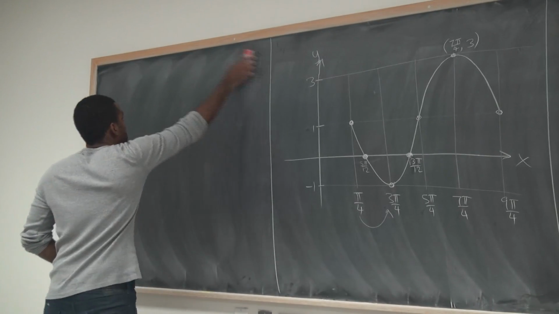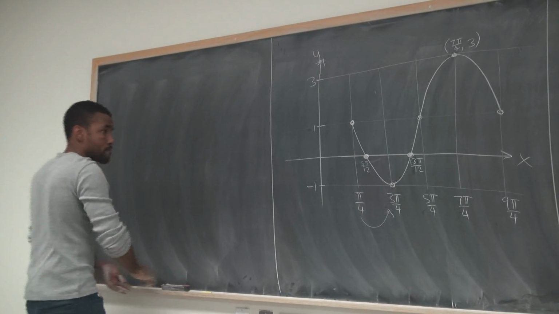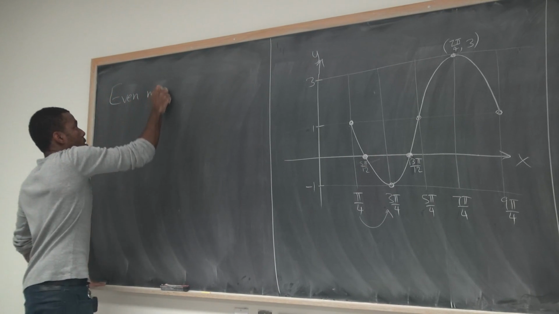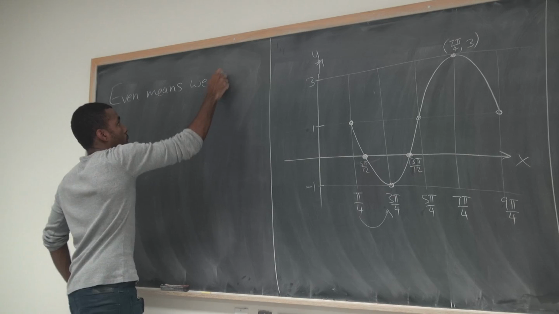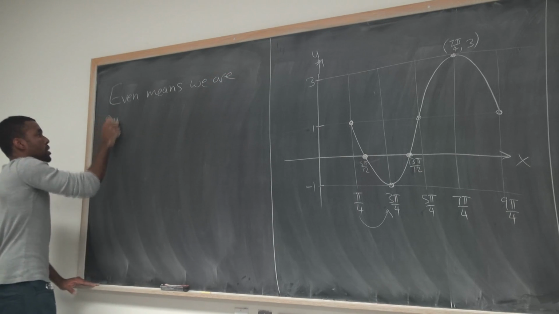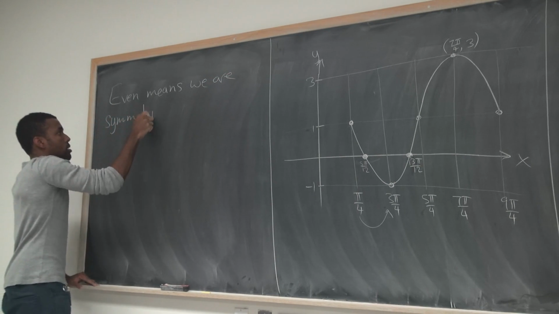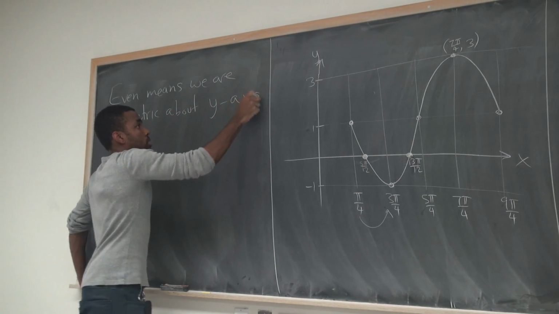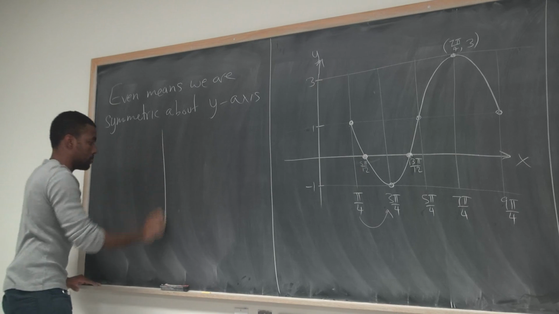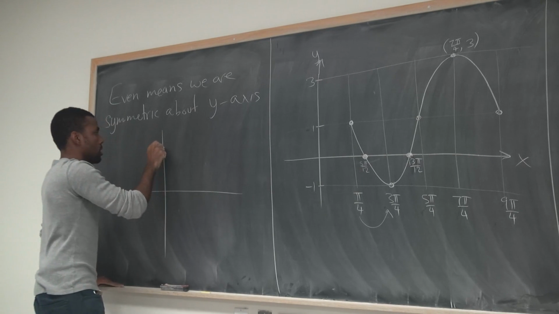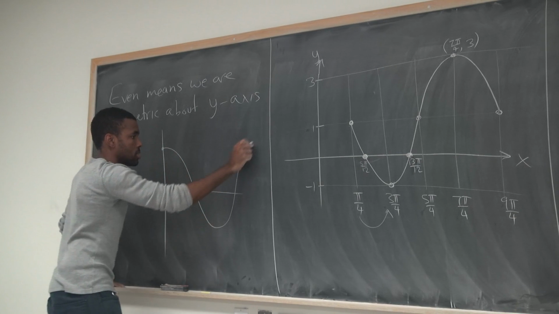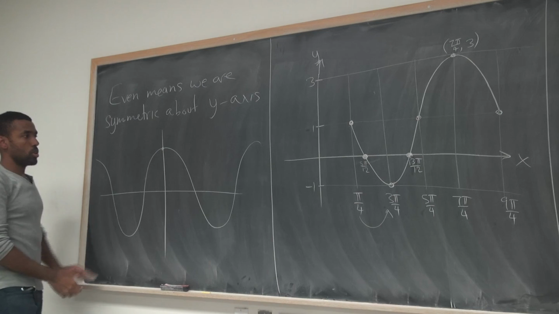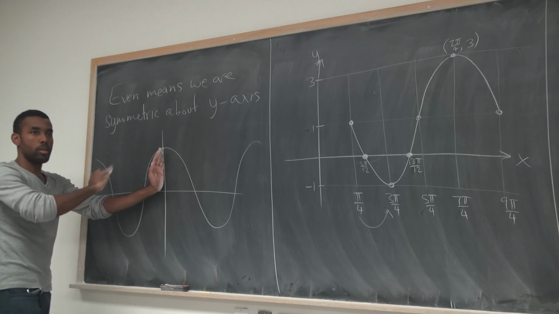Describe graphically what it means to be even. Symmetrical. Even means we are symmetric about what? About the y-axis. Now if you look at the graph of cosine, it looks like this. It goes on forever. And on this side it would look like this. And you'll notice that about the y-axis you have the mirror image.